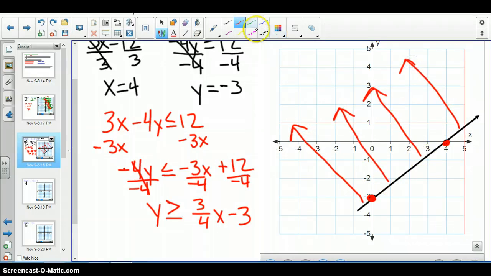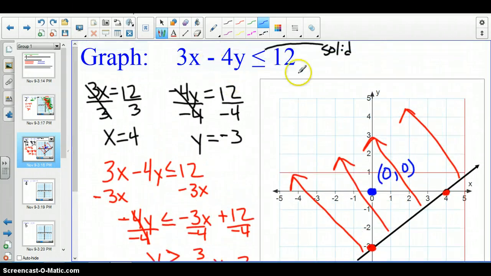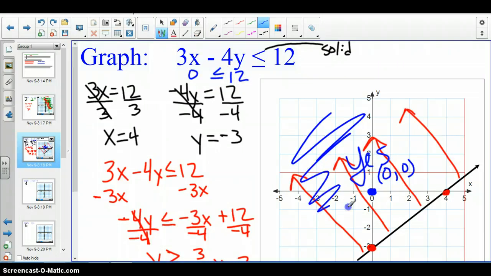Another thing that you could do is plug 0, 0 in. Our line does not go through the point 0, 0, so plug that in. Now you could plug it into this equation that you changed, or your original equation. 0 times 3 is 0. 0 times negative 4 is 0. So you have 0 less than or equal to 12. Is 0 less than 12? Yes. So you would shade everything over here.